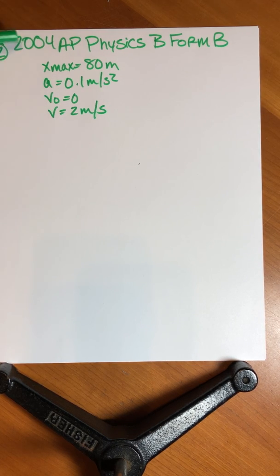Okay, this is 2004 AP Physics B, Form B free response problem. It's number 2 for 2004, but it is the fourth one in your packet. In this problem, we have an experimental diving bell shown above, lowered from rest at the ocean's surface, and it reaches a maximum depth here, X max, of 80 meters.